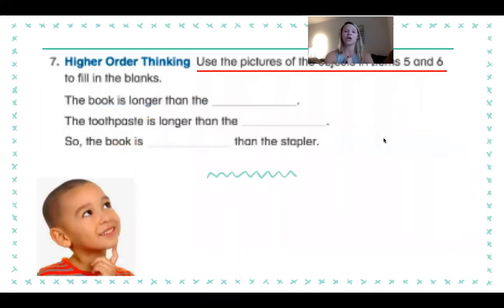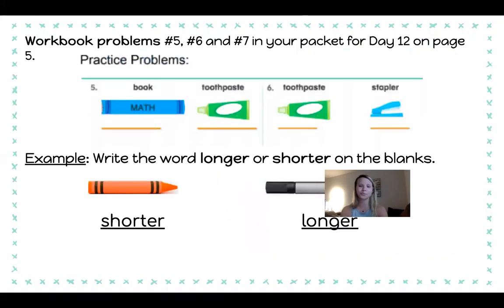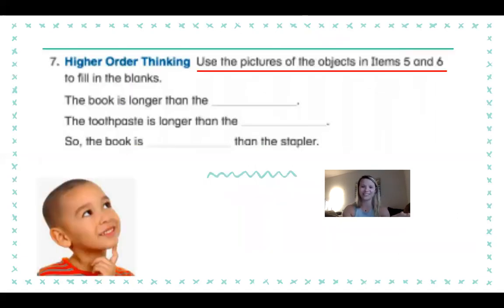Okay, your number 7, so your last couple of questions, use the pictures of the objects in items 5 and 6 to fill in the blanks. The book is longer than the blank. The toothpaste is longer than the blank. So the book is blank than the stapler. So let's go back to those pictures. Okay, it had the toothpaste, the book, and the stapler. So you're trying to compare to see which one is longer and shorter. Okay, so you need to fill in the blanks.